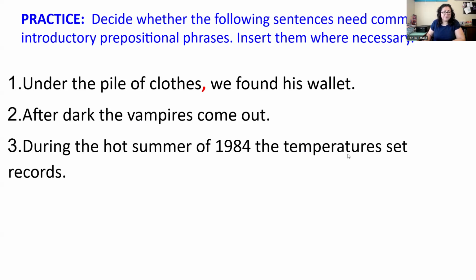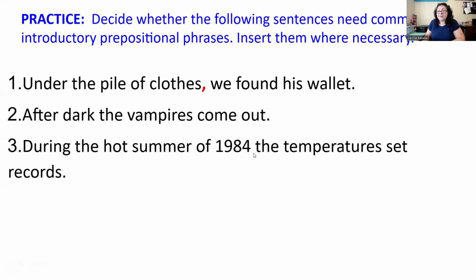We're moving on to number 3. We have during the hot summer of 1984, the temperatures set records. So here we have during, our preposition. That's a time preposition. During the hot summer of 1984, that whole thing is a phrase. I'm going to check, do I have a sentence at the end? A complete sentence. The temperatures set records. Yes, I have a subject, the temperatures, and a predicate, set records. So I definitely need a comma.